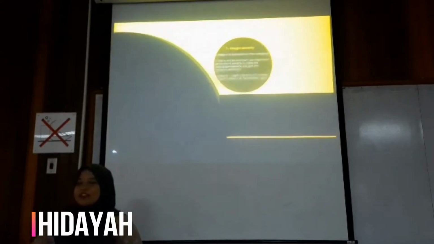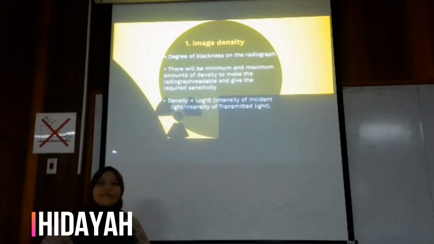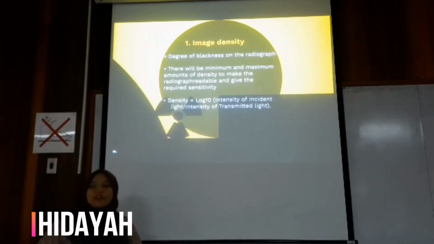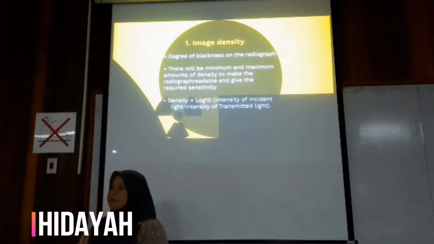For image density, it is defined as the degree of blackness on the radiograph. Basically, in order for the radiograph to be viewed, there must be a maximum and minimum density on the film, so that it can be readable and give the required sensitivity. The sensitivity depends on the same 3 factors: image definition, contrast, and density.